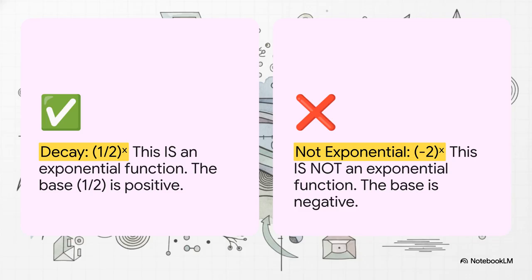On the left, you see decay. The base is 1/2. It's positive, and it gives us that smooth, predictable curve. On the right, you have negative 2 to the x. That is not an exponential function. Remember our first rule? The base has to be positive.